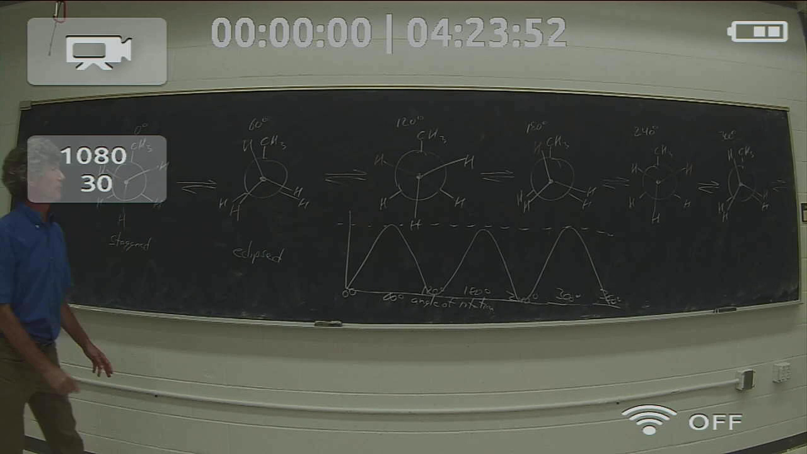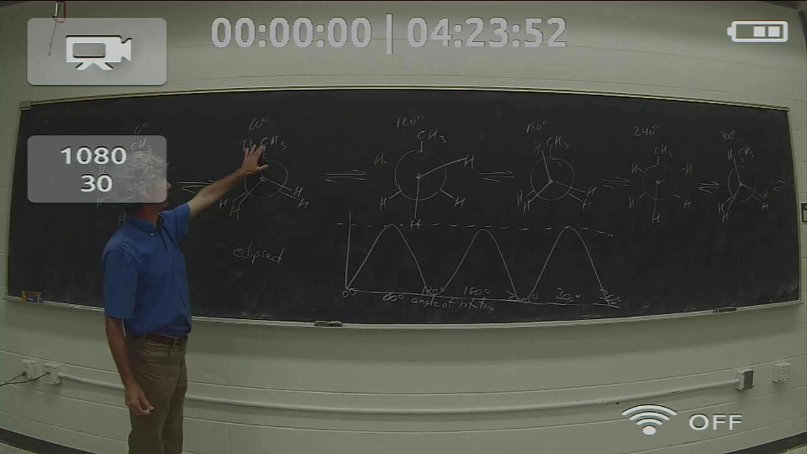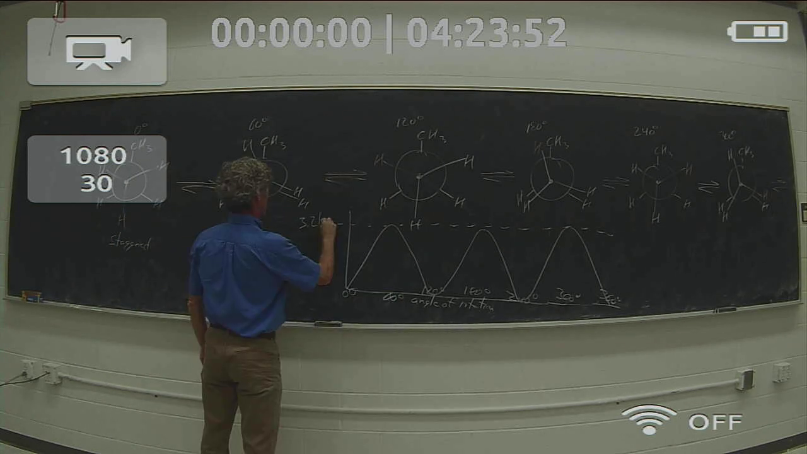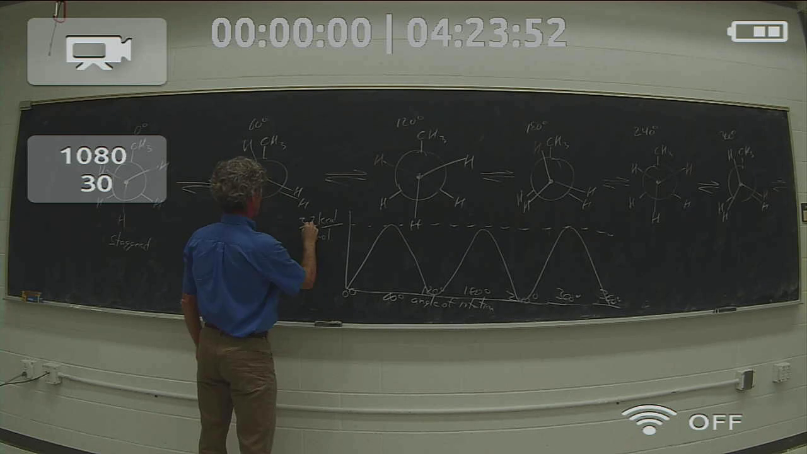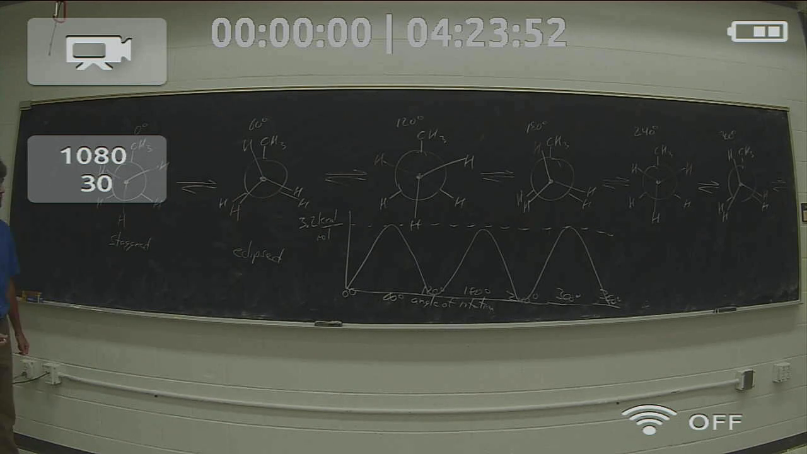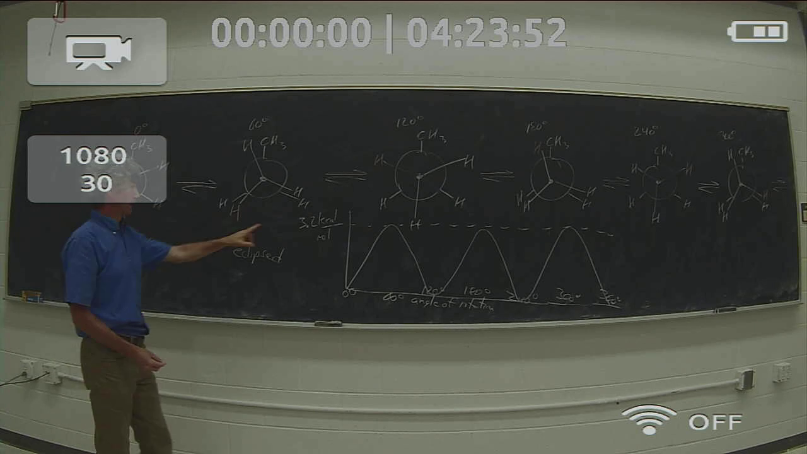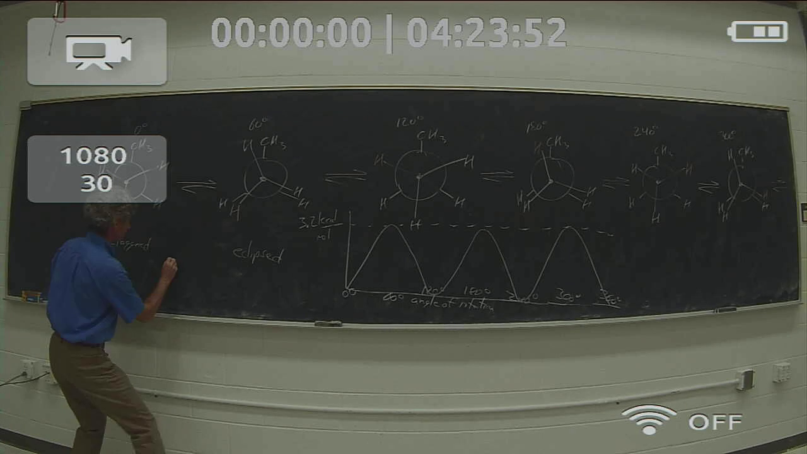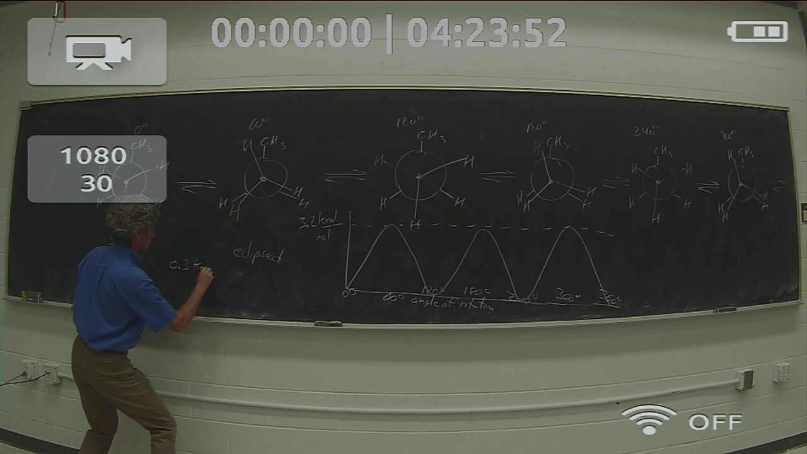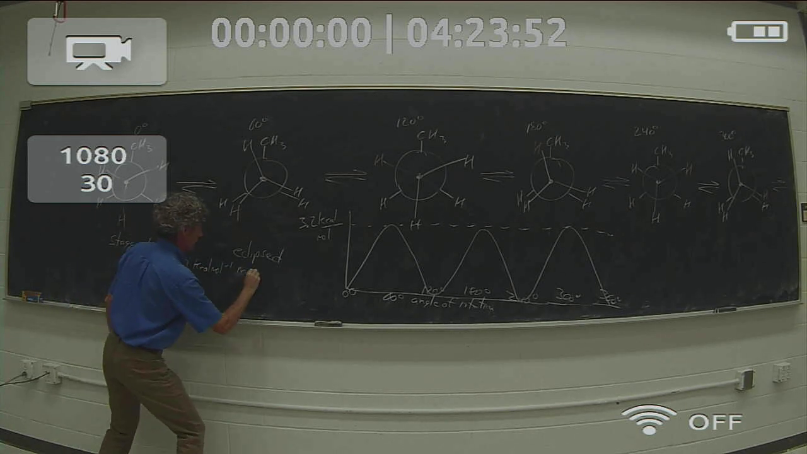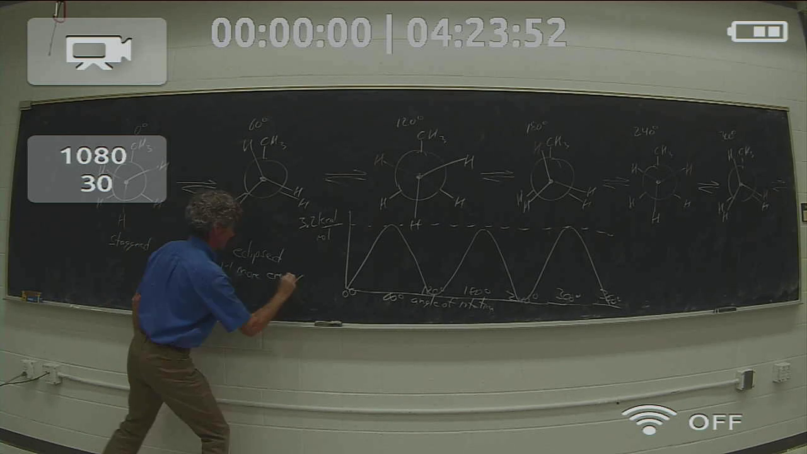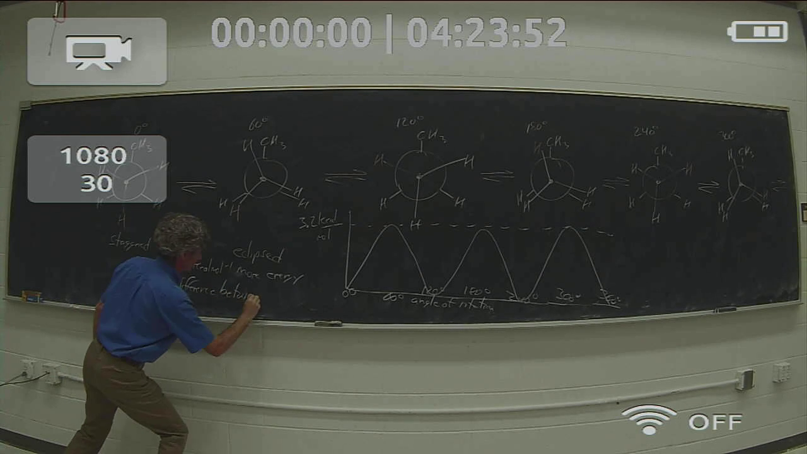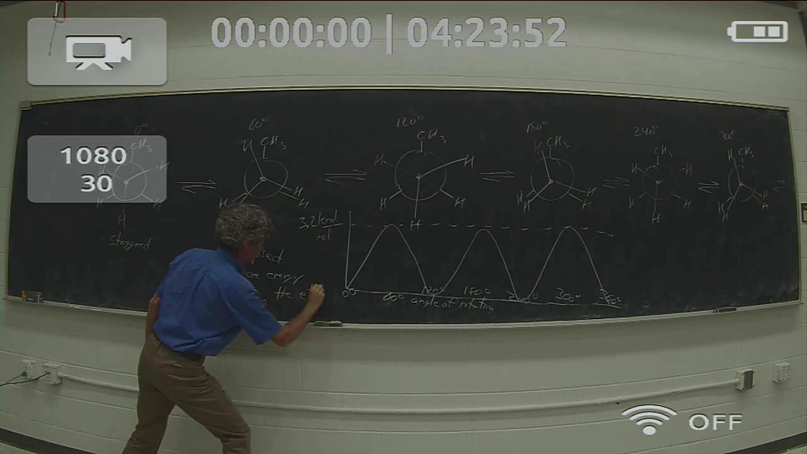All three of the eclipsed conformers have one methyl over hydrogen and two hydrogen over hydrogen eclipsings, so they're all at exactly the same energy above the low energy point, in kilocalories per mole. 0.3 more than the difference between the staggered and the eclipsed conformer for the ethane.